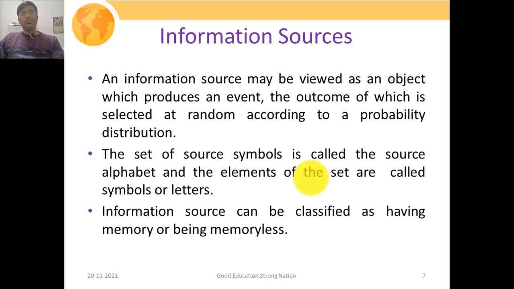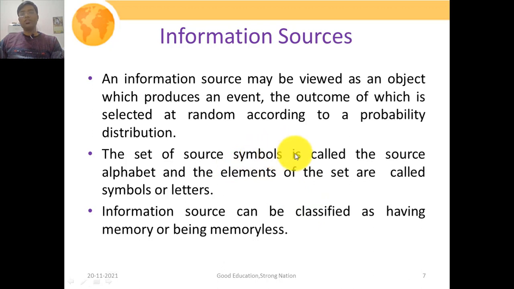So now first we're going to start with the information source. What is an information source? Any source which generates a certain amount of information is considered an information source. It may be viewed as an object which produces an event, the outcome of which is selected at random according to a probability distribution. So here we have a device which generates certain symbols, but that generation of symbols is modeled with the help of a probability distribution.